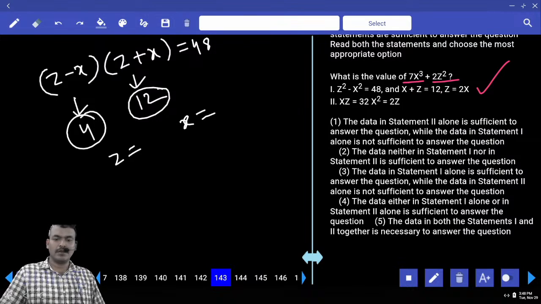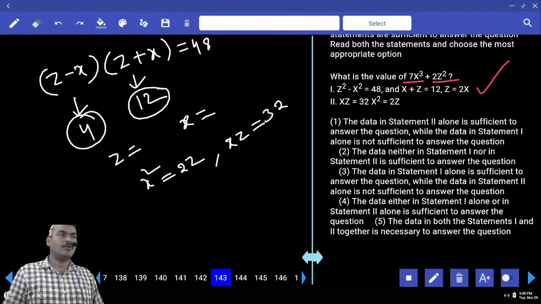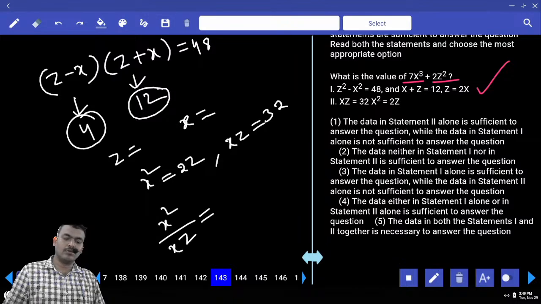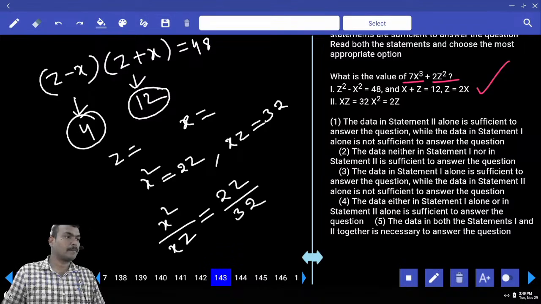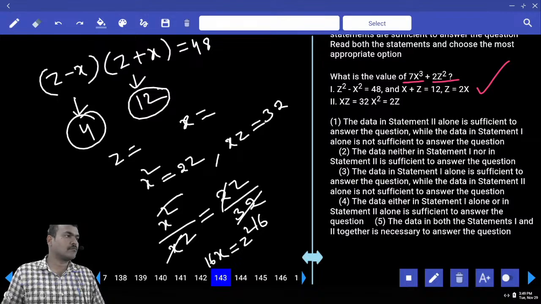Sufficient. Second statement: xz equals how much? 32. x square equals 2z. Here I wrote x square equals 2z, and another one, xz equals 32. Both are divided. We write x square by xz equals 2z by 32. x cancels. Next, this one we are getting 2 how many times? 16 times. Then x into 16, nothing but 16x, equals z square.